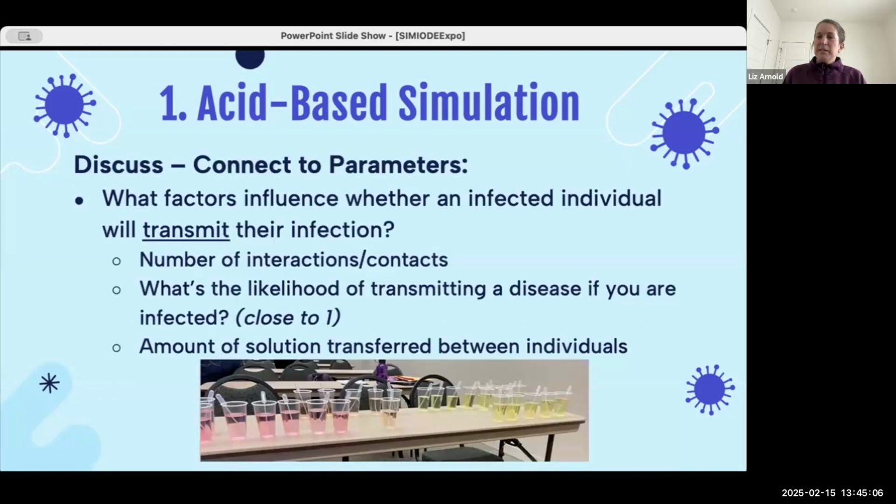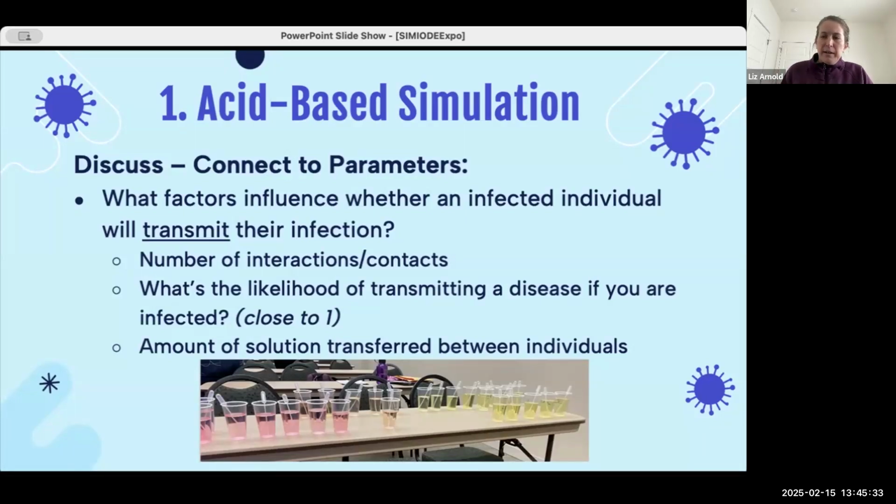So after 3 rounds, this is where we ask the students to discuss their concrete experiences with the spread of an infectious disease and maybe how it might relate to the mathematical representation that they will see a little bit later. And so with this first simulation, we ask them specifically what factors influence whether or not an infected individual transmitted an infection. And this is where students start to come up with these ideas.